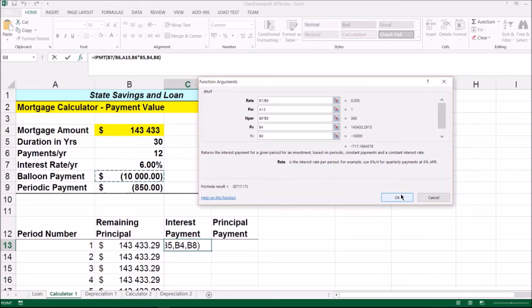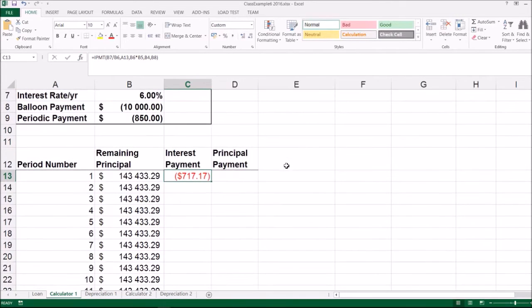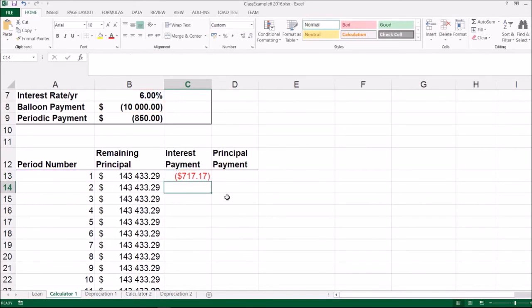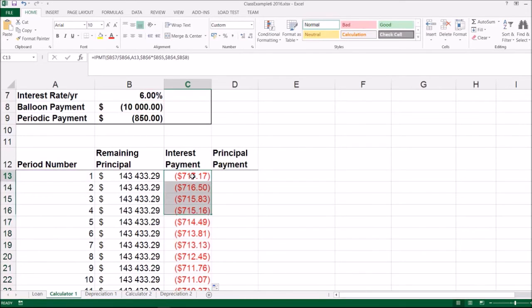Click OK. You should get that value. We're now going to have to lock certain cells. The only cell that needs to change is the period number, as we're going to copy this formula down to other cells, but everything else needs to be locked. So go ahead and lock those cells, and then you can copy down this formula to the rest of your cells.